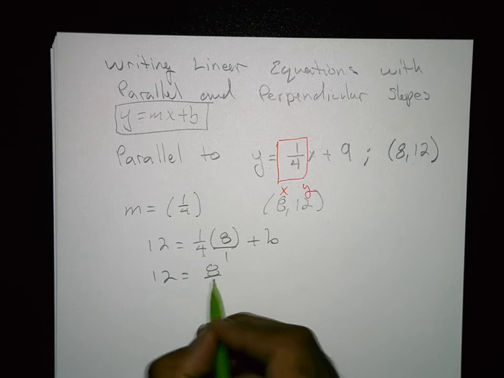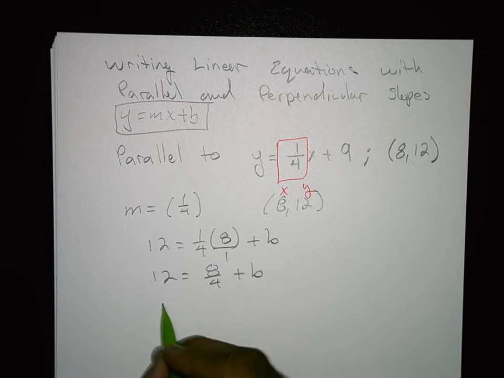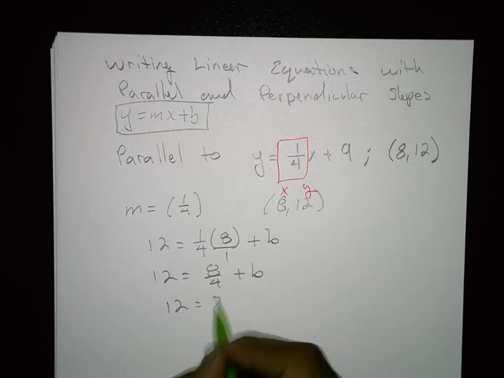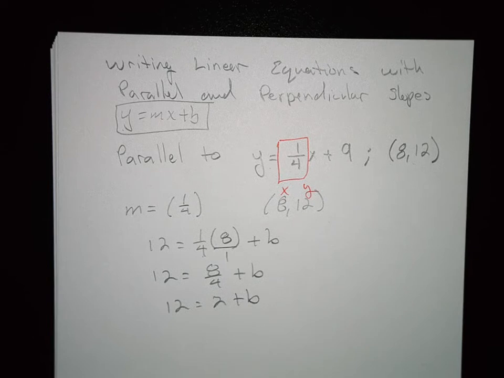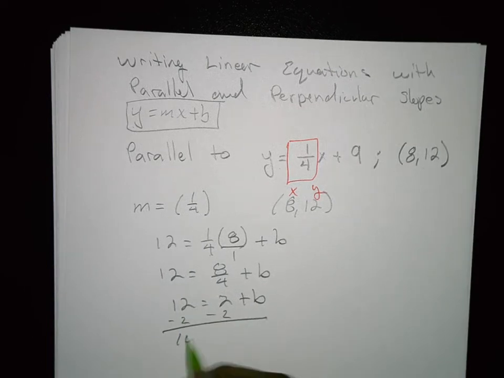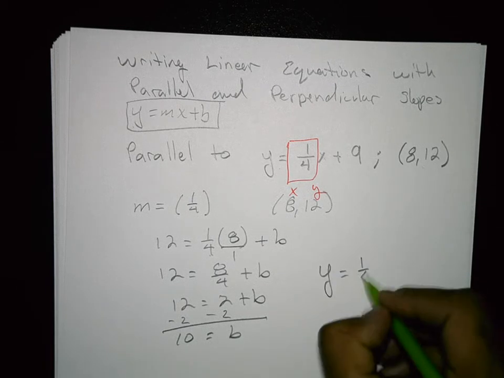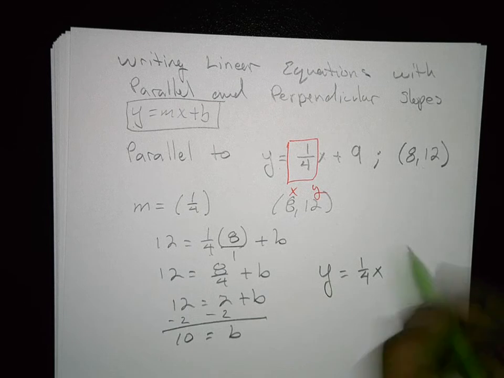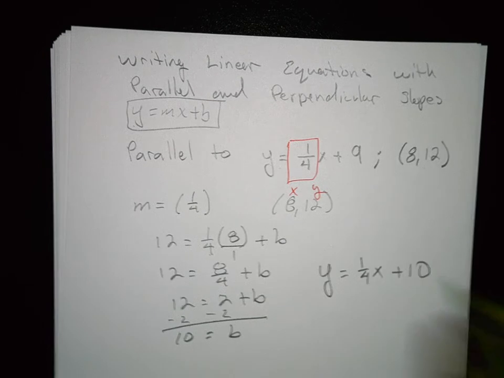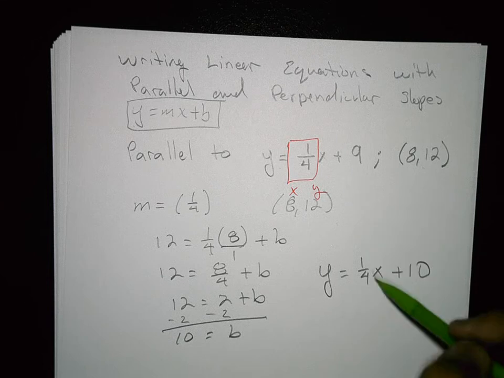Okay, put this over 1. And I get 8 over 4 plus b. That equals 2 plus b. Minus 2 to both sides. And 10 equals b. Alright, so now I can actually write my answer. So I get y equals 1/4 x because it has the same slope. And it's plus 10. Okay. So these two lines are parallel to each other because they have the same slope.